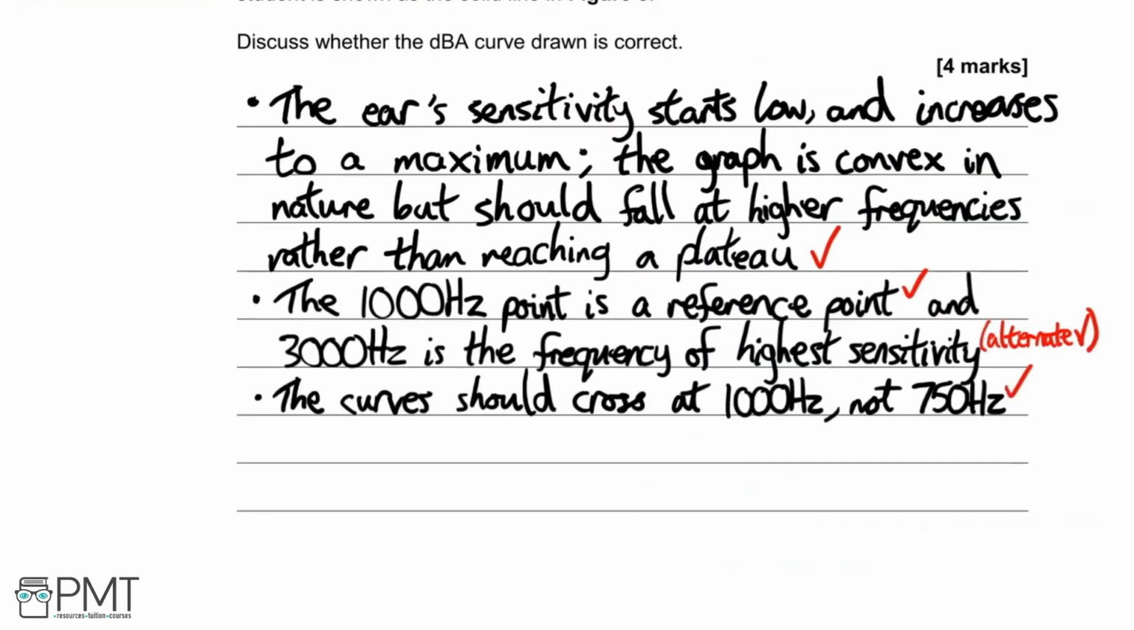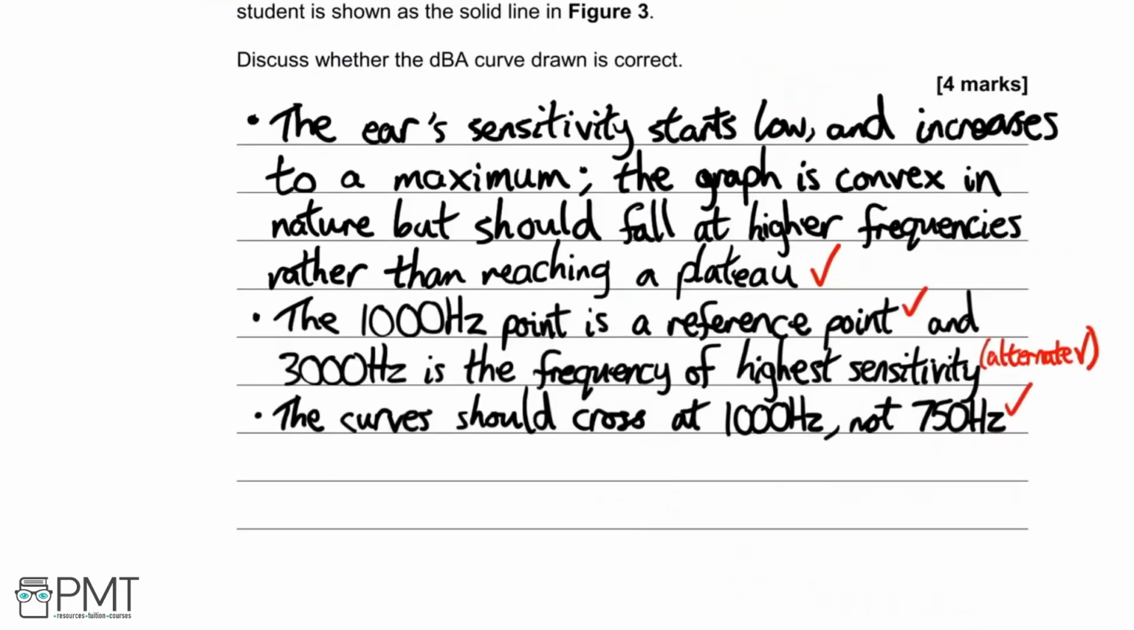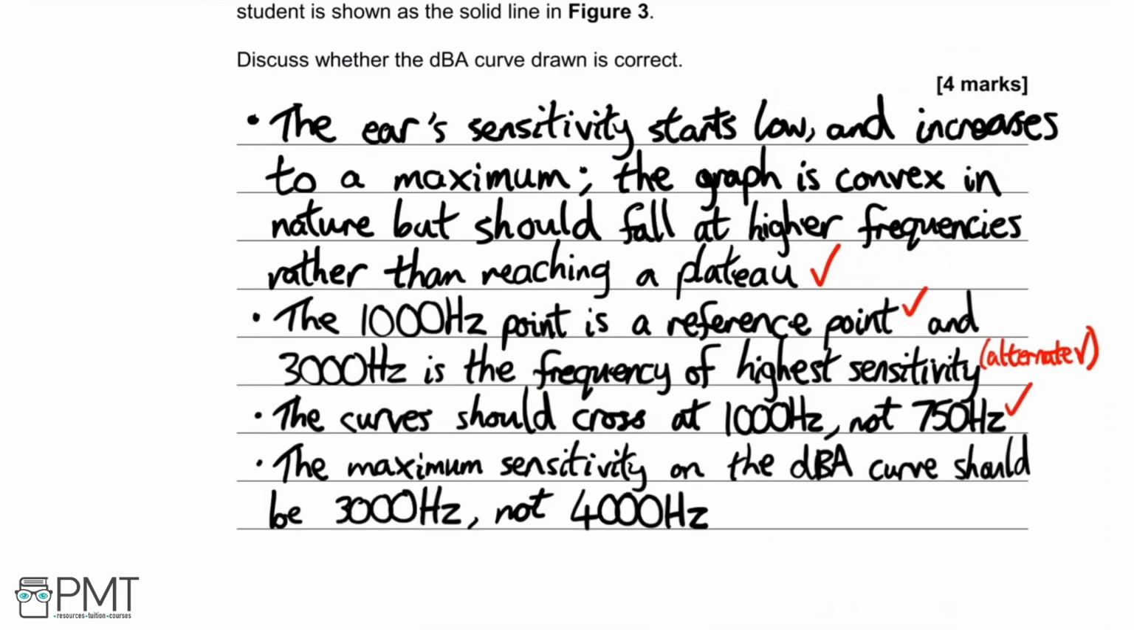And the last thing that we can say is about this maximum sensitivity and how on the curve that's been drawn, it's at 4000 hertz rather than 3000 hertz where it should be, as we can see on the graph. And that's our last mark. So 4 marks there.